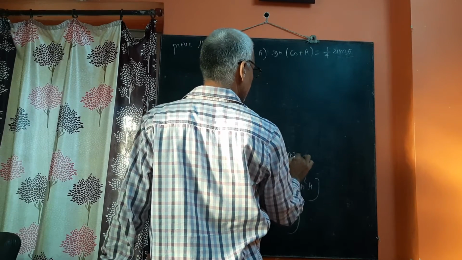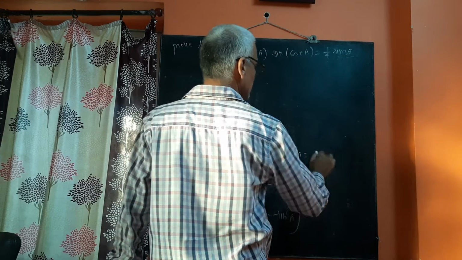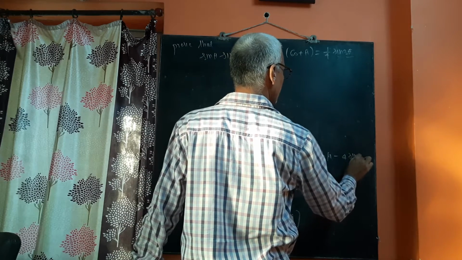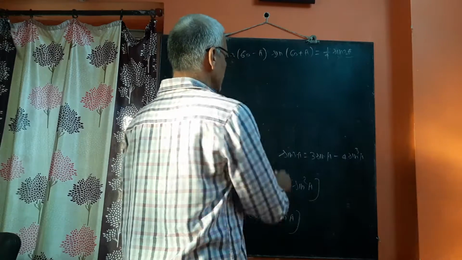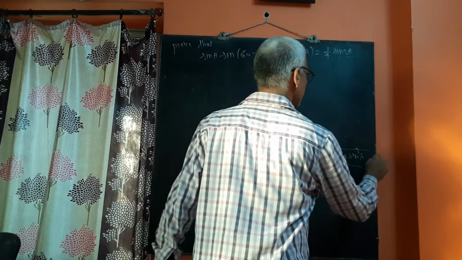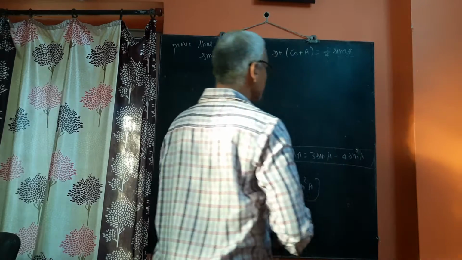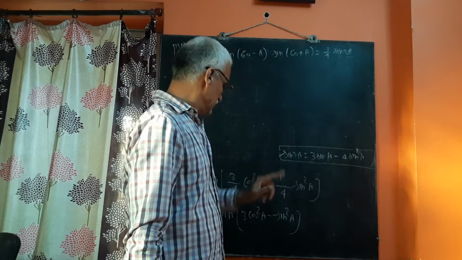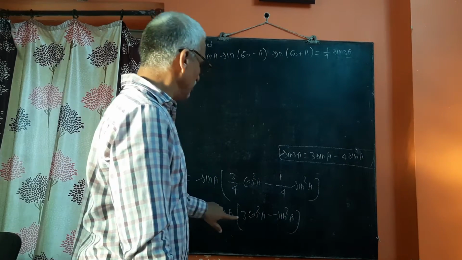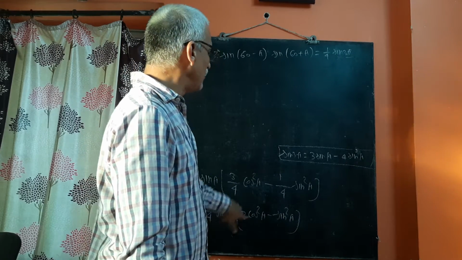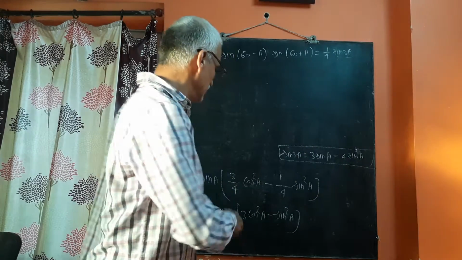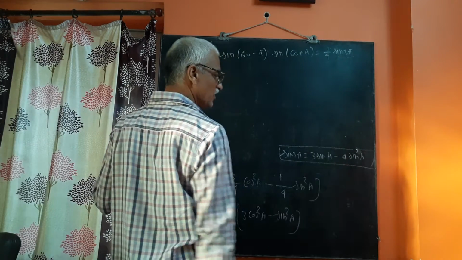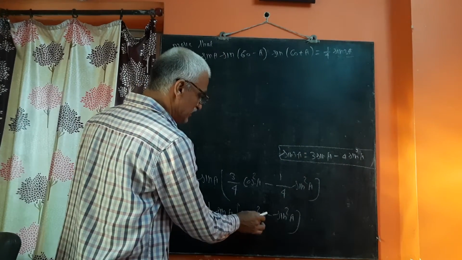What is sin 3A? Sin 3A is equal to 3 sin A minus 4 sin cube A. That is the formula of sin 3A. That means to get this sin 3A term, this complete term should be in the form of 3 sin A minus 4 sin cube A. Whatever we have obtained, that should be in the form of 3 sin A minus 4 sin cube A. That means we have to eliminate this cos square A term.